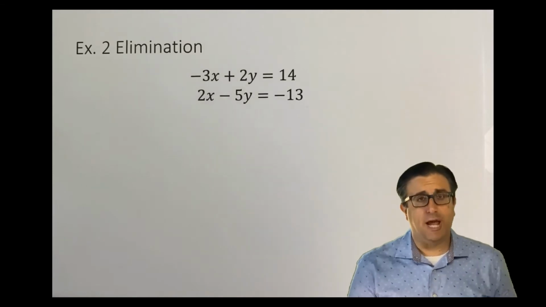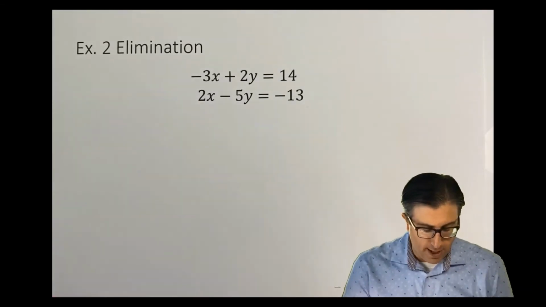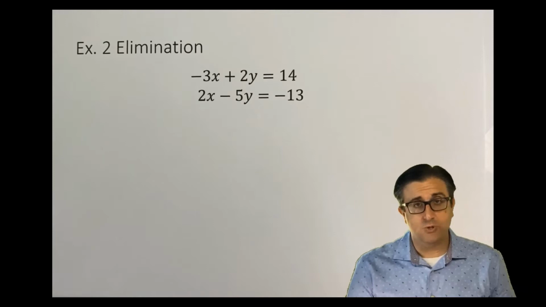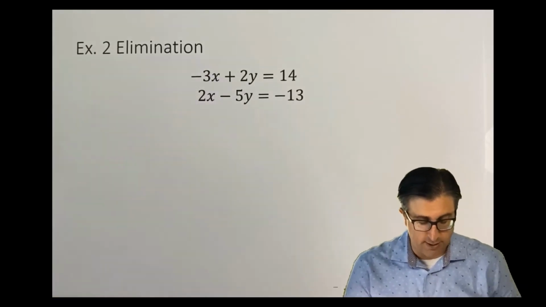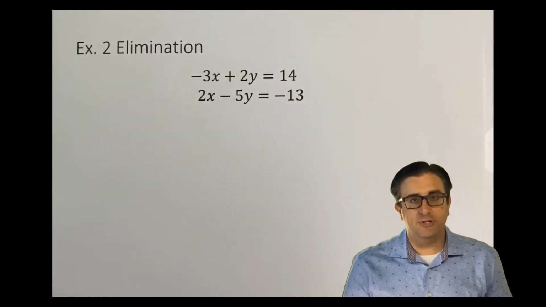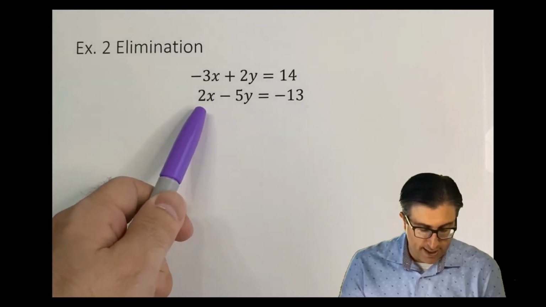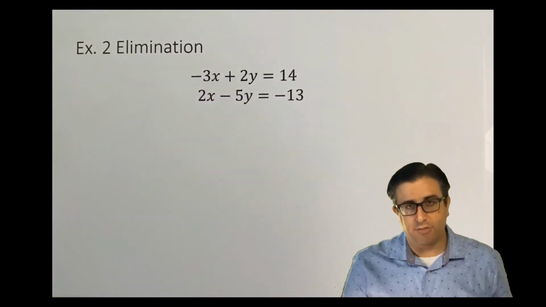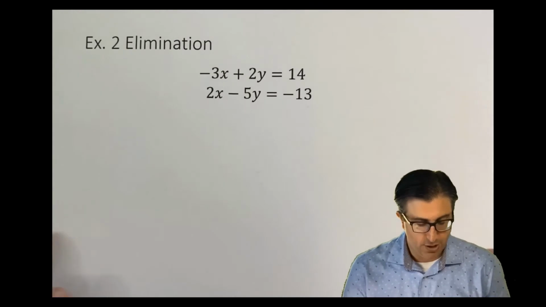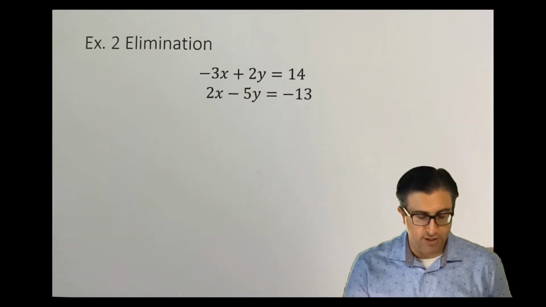So I'm going to have to change both equations. Well, I look at the x's. I could work with either x's or y's, but I'm going to choose to work with x's on this problem. I have a 3 and I have a 2. There's nothing I can multiply a 2 by to give me a 3. Not whole numbers, that is. So I need to multiply both of these equations.